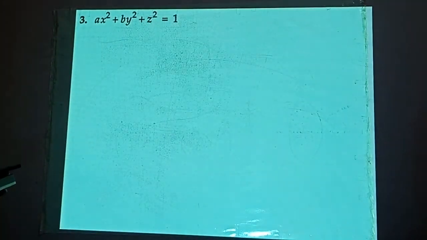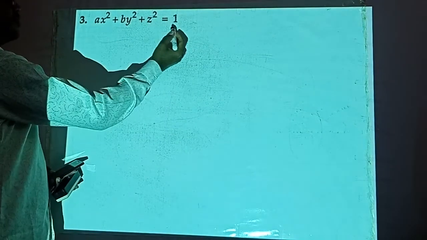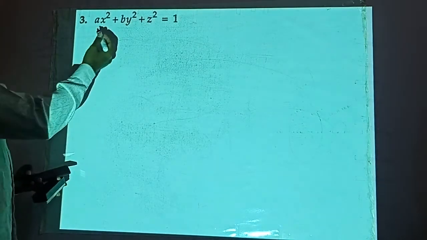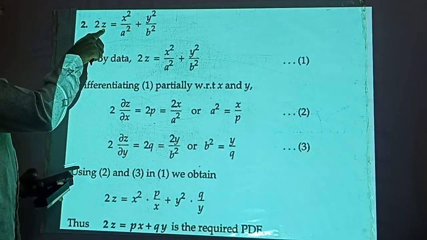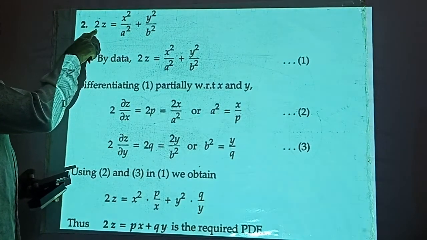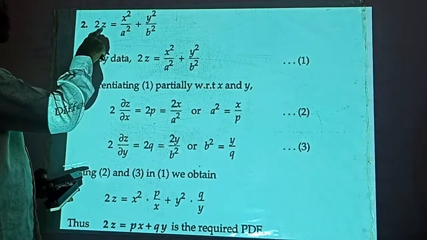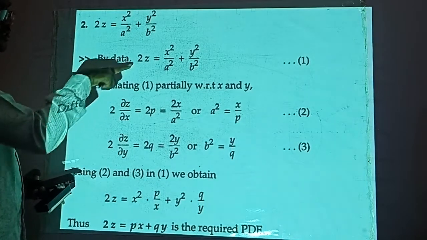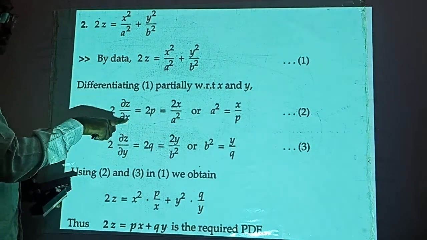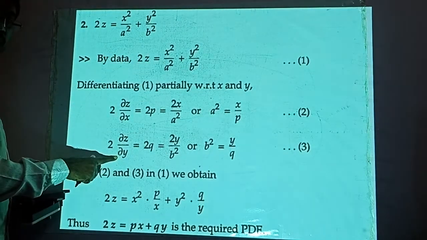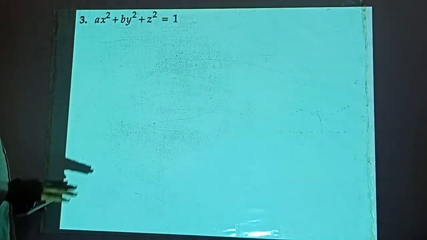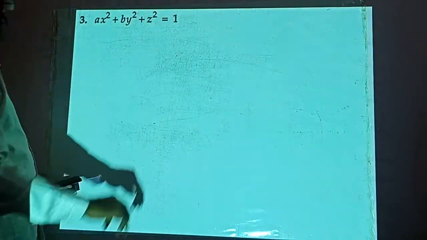Let us see one more problem. One equation is given. In the earlier problem, z was separated. 2z depends on x and y. That's why we differentiated z with respect to x and z with respect to y. And in this problem, it is directly given like this.